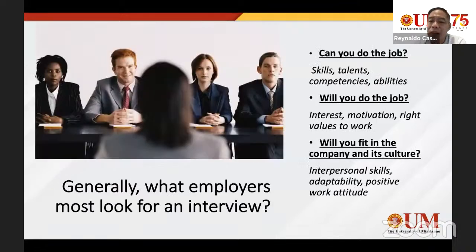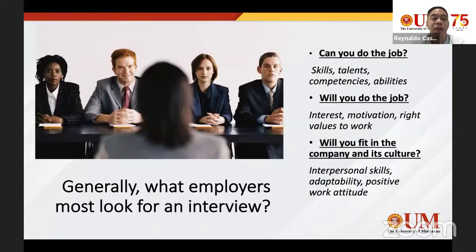So generally, what employers are looking for in an interview is three things. One is your ability to do the job. Can you do the job? So questions about your skills, your talents, your competencies, and your ability. And then second is, will you do the job? So okay, meron ka nga, qualified ka nga, but the next question is about your interest, your motivation, and your right values to work.